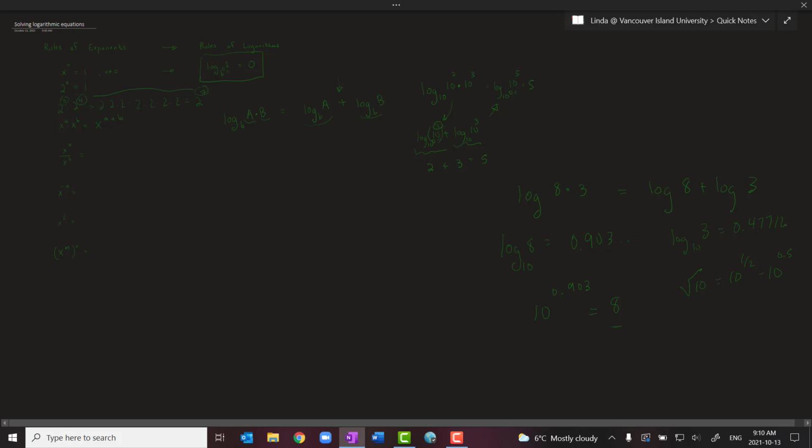0.47712. So even though this example here seems very, very different than this example up here, we can actually rewrite 8 as 10 to the 0.903, and we can write 3 as 10 to the 0.47712, etc. So now you can see, oh yeah, this would just be 10 to the power of these two things added together. So this example is actually exactly the same example as that.